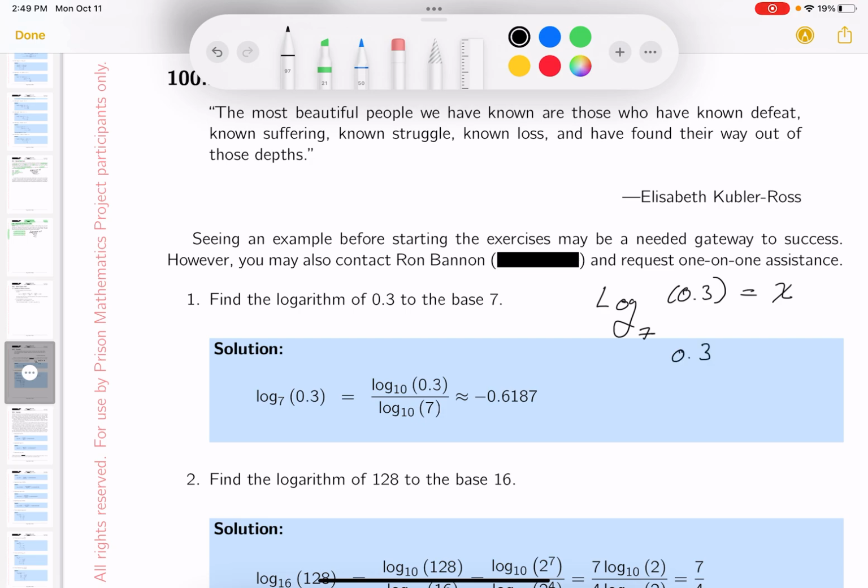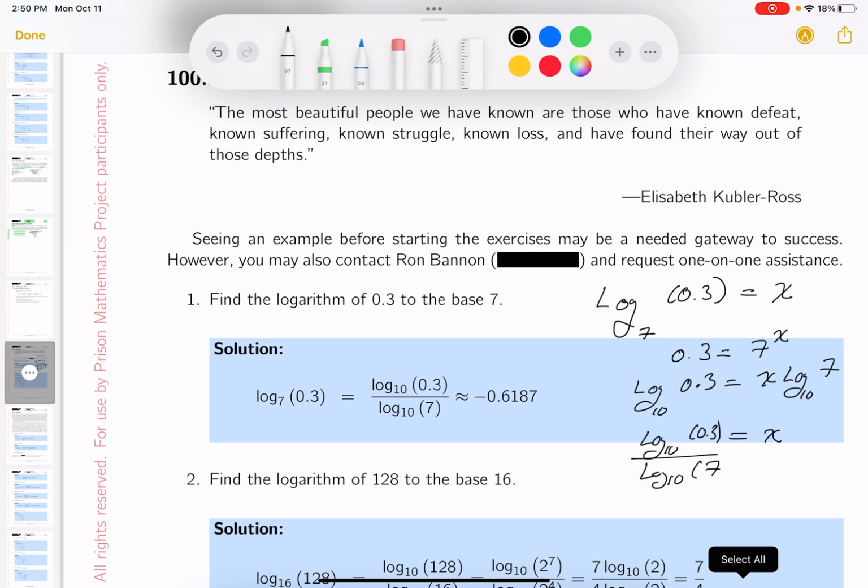This is going to be 0.3 equals 7 to the x. Then I would take the log of both sides. Whether you take a natural log or base 10 doesn't matter. I'm going to use base 10, though. So log base 10 of 0.3 would be x log base 10 of 7. And then to solve for x, pretty simple. What do you get? Log base 10 of 0.3 over log base 10 of 7. And that's the base change formula. Again, I would recommend using a computer to do the computation.